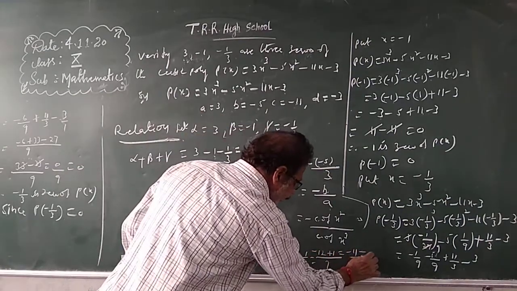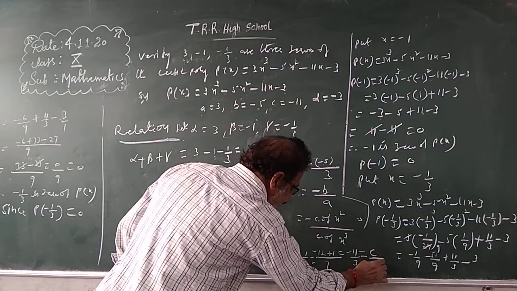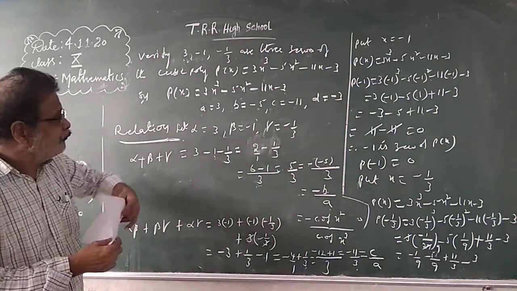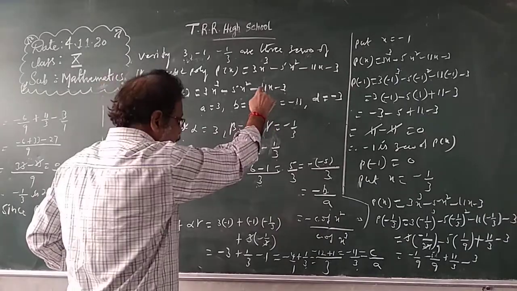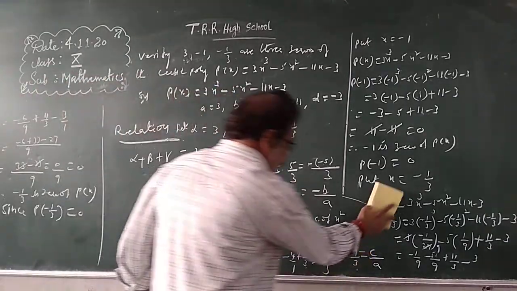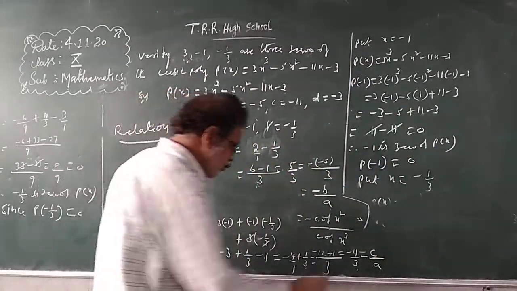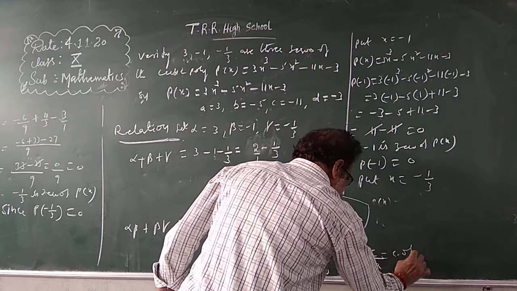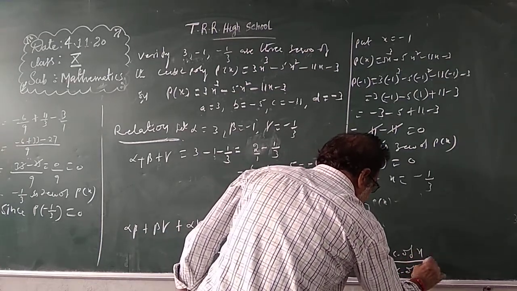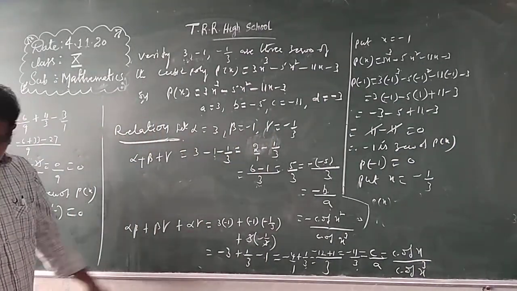So now we write down. Minus 11 means c. By 3 means a. c by a. c means coefficient of x, by a means coefficient of x cube. So this is the relation.